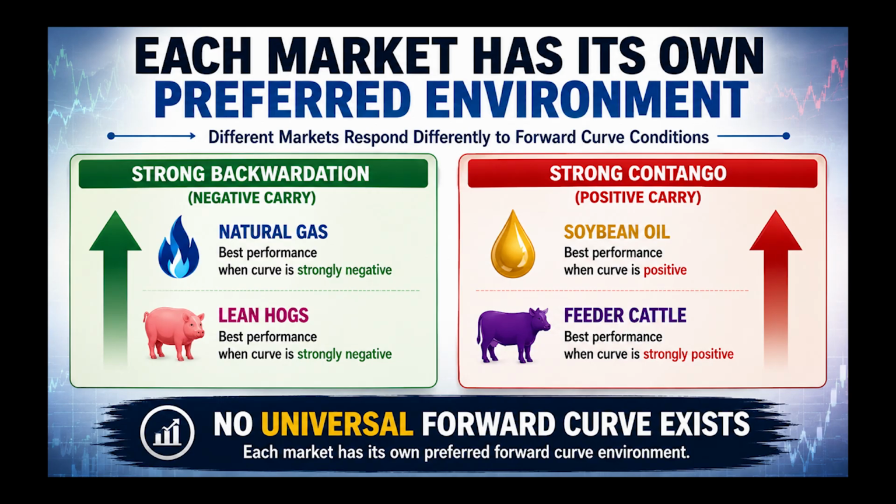Traditionally, traders identify a spread first and then evaluate its characteristics. But because every spread within a market shares the same forward curve environment, we can evaluate the market before we search for trades. That leads to an important question: which markets are operating in a favorable environment right now?